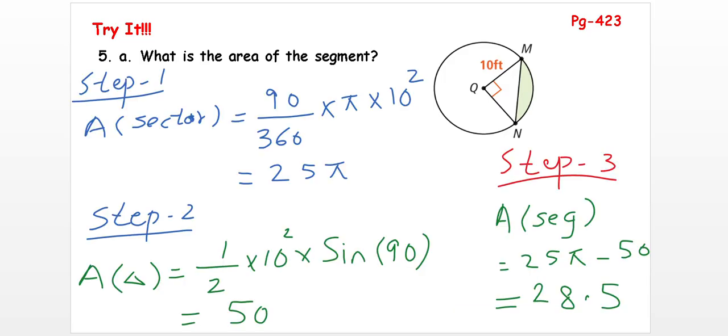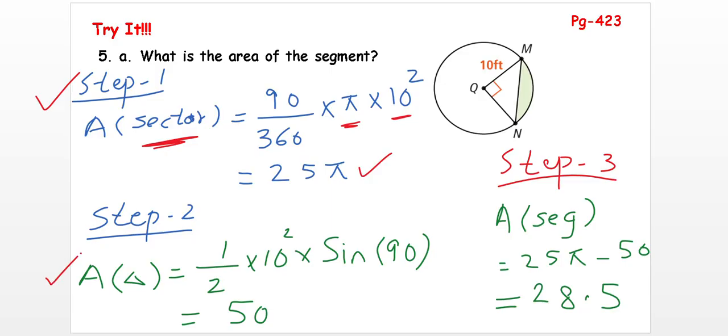So here are all the steps. Step 1: find the area of the sector. It's 90 over 360, times pi, times 10 squared. So finally we get the answer 25 pi.